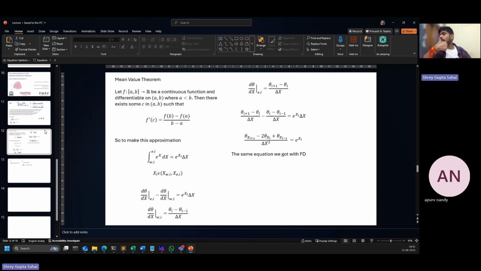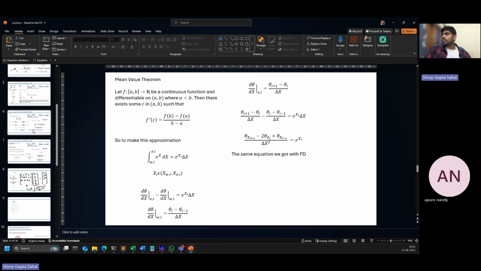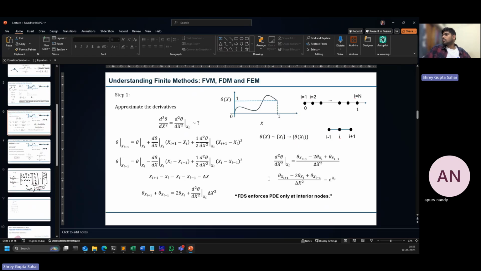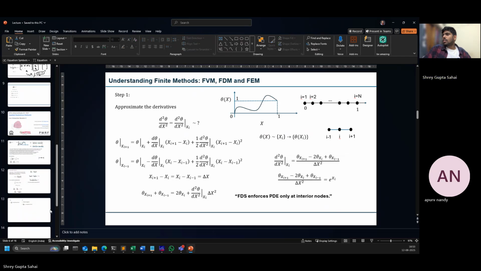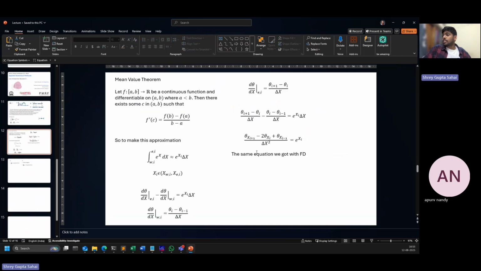Another important thing, let me think. So the same equation we got in finite difference. Maybe the RHS. Yeah, the RHS was also the same in this finite difference, e to the power xi. The expression is also the same.